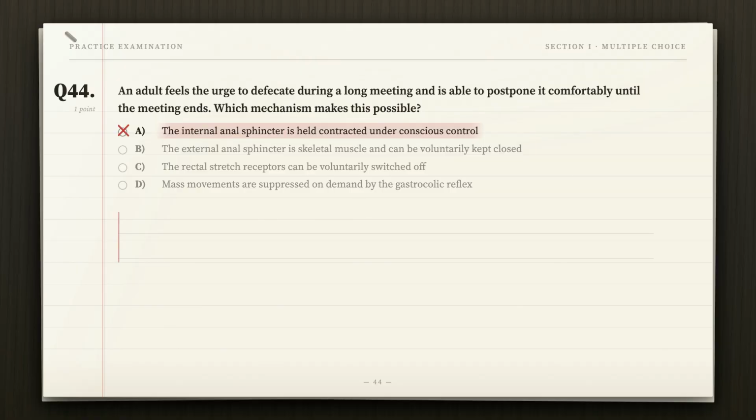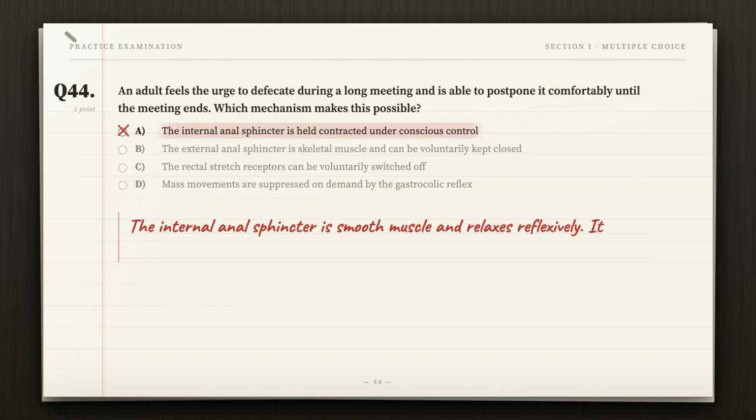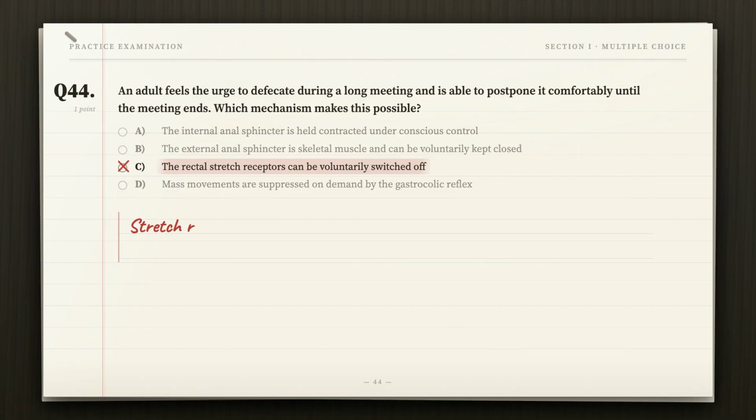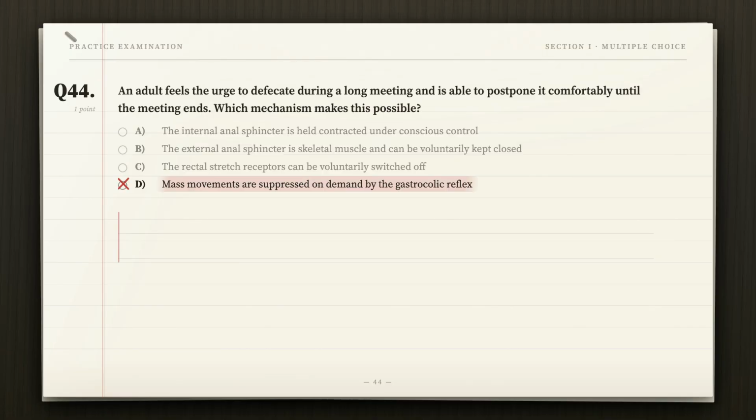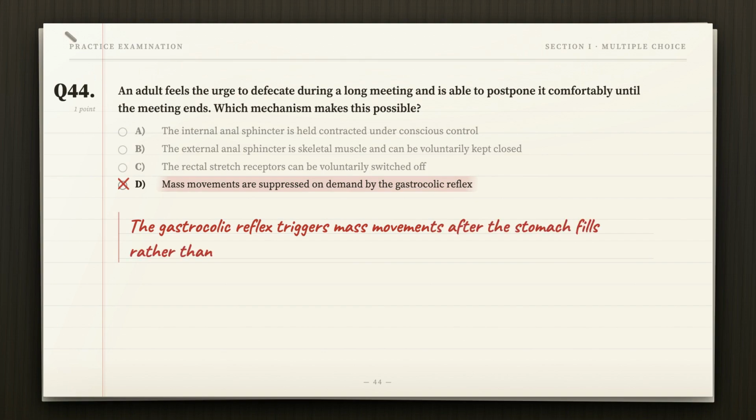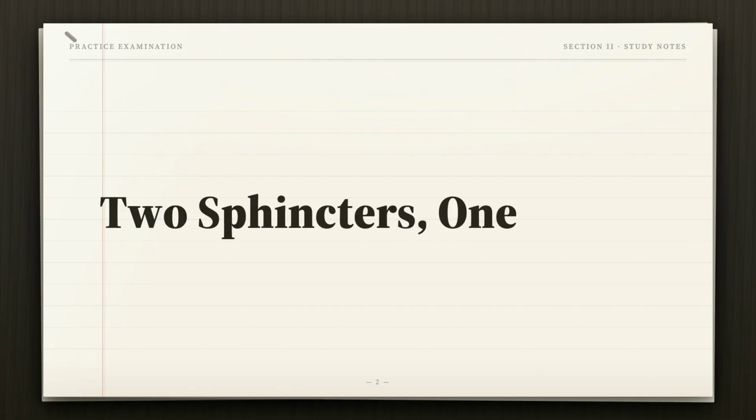rectum. A is wrong because the internal anal sphincter is smooth muscle and relaxes reflexively. It cannot be commanded to stay shut. C is wrong because stretch receptors fire mechanically in response to rectal distension. Their signaling cannot be consciously silenced. D is wrong because the gastrocolic reflex triggers mass movements after the stomach fills rather than suppressing them, and it is not under voluntary control.